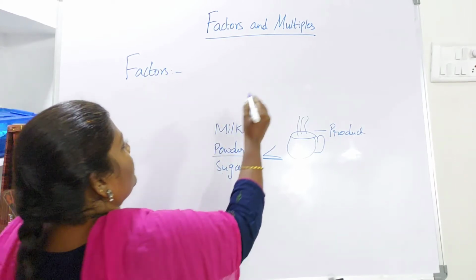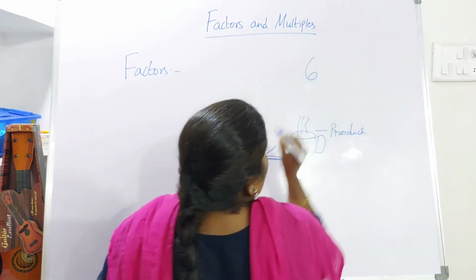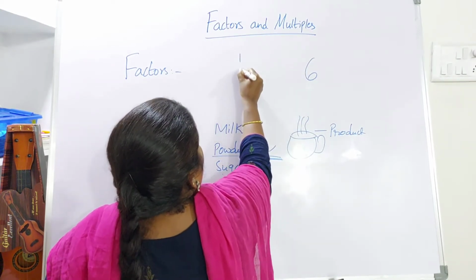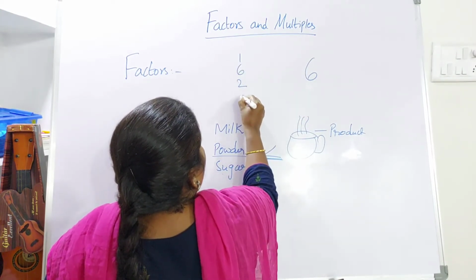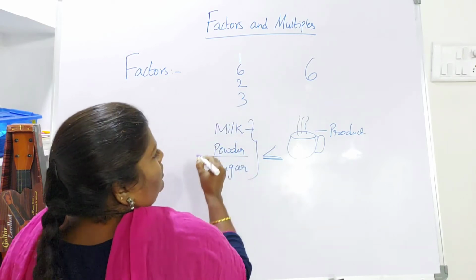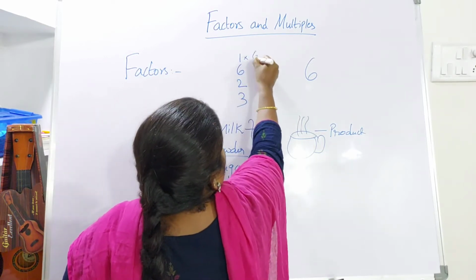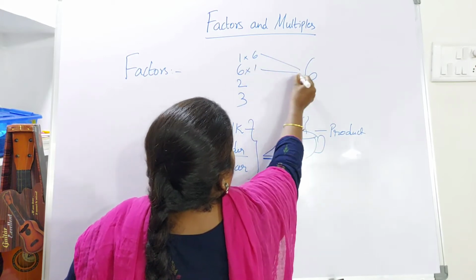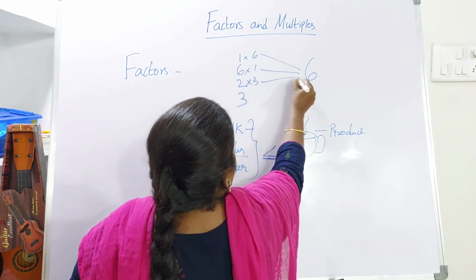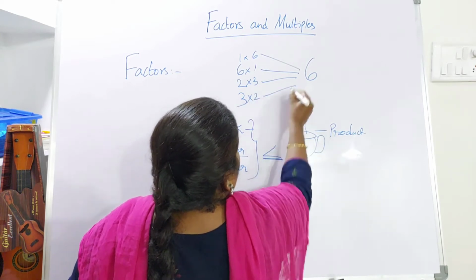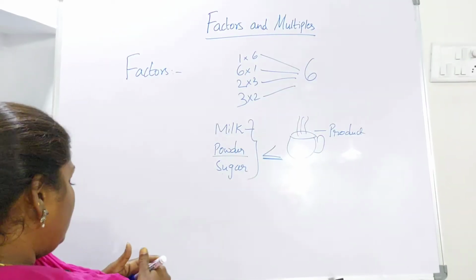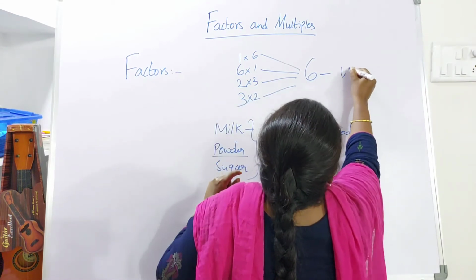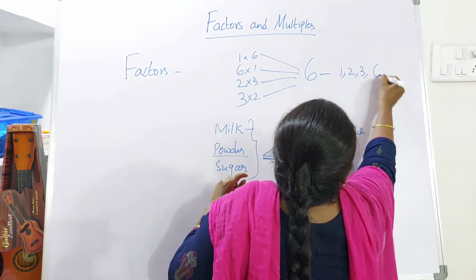Now for example, I got 6. The factors of 6 are 1, 6, 2, 3. Now 1 into 6 is 6, 6 into 1 is 6, 2 into 3 is 6, 3 into 2 is 6. So I can write the factors of 6 are 1, 2, 3 and 6.